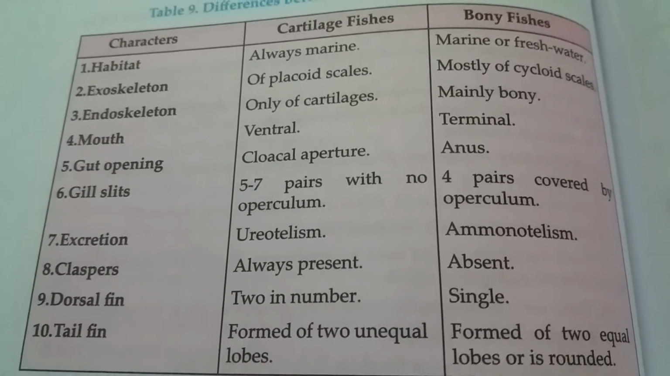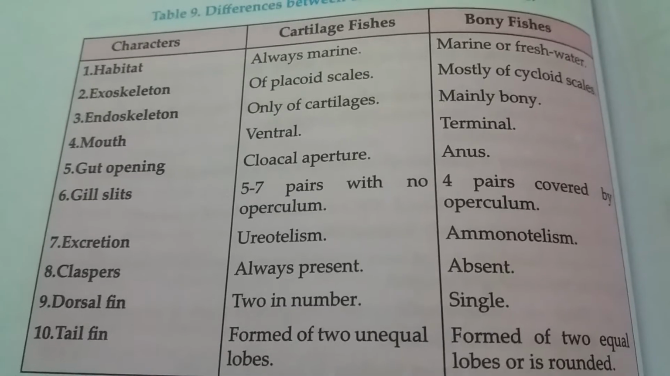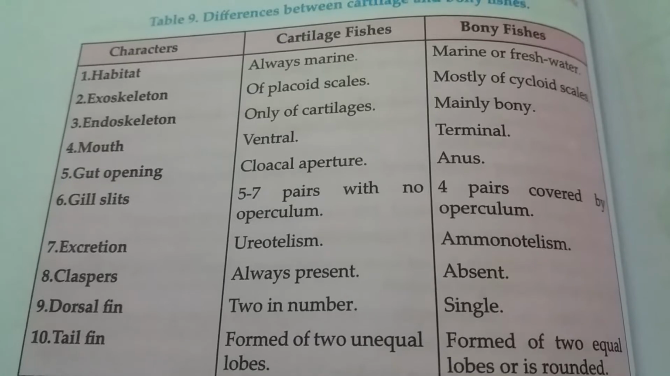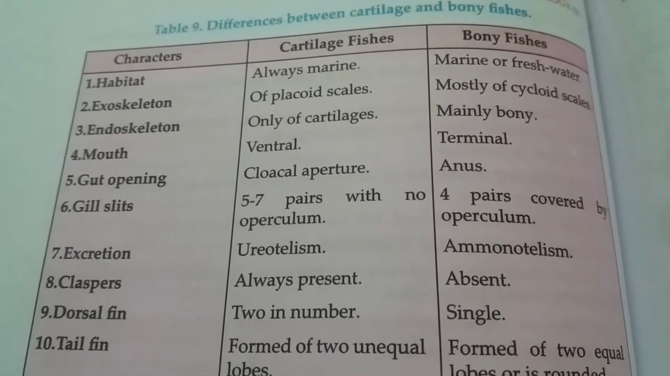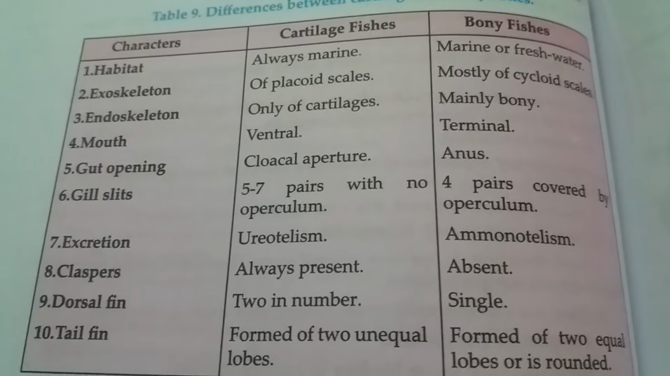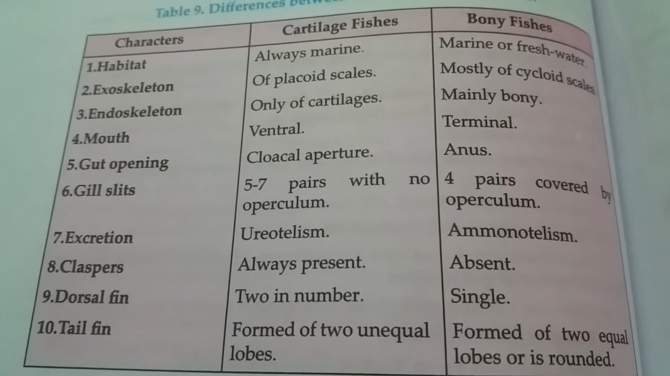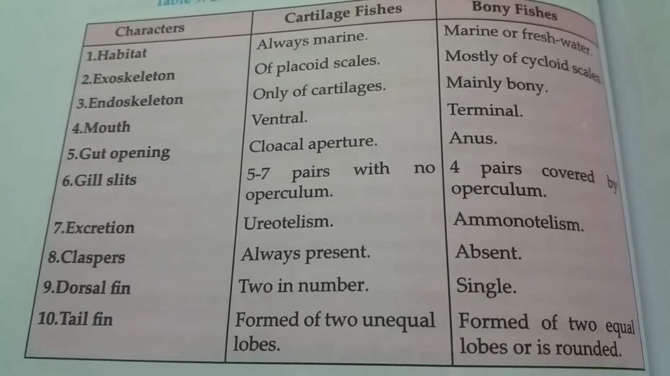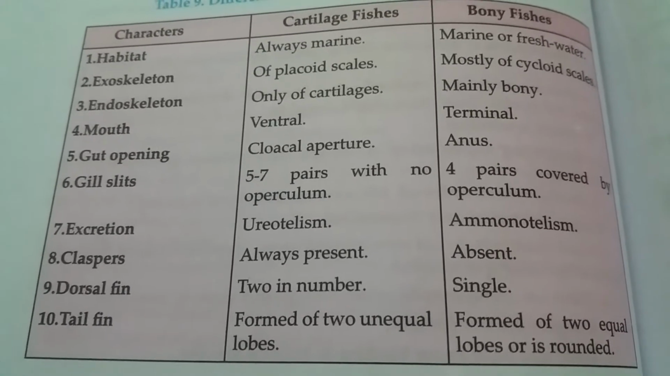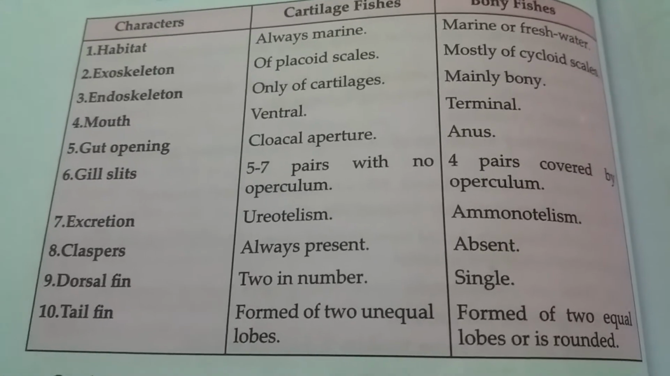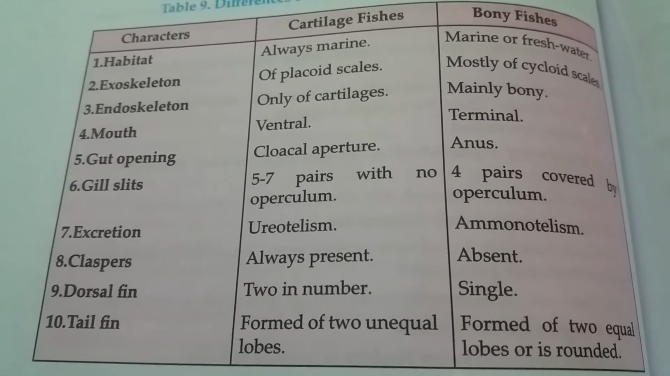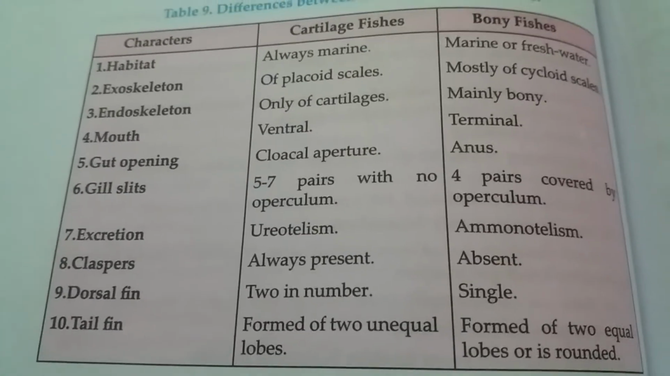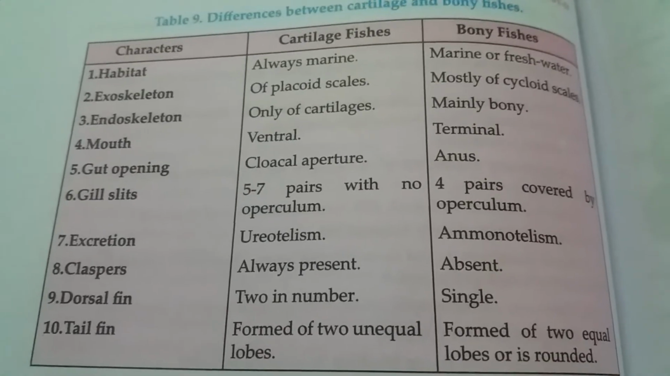Cartilaginous fishes are ureotelic, means they liberate urea during excretion, while bony fishes are ammonotelic, they release ammonia. Claspers are always present in cartilaginous fishes, while in bony fishes these are absent. In cartilaginous fishes dorsal fins are 2 in number, while in bony fishes there is only one dorsal fin. Tail fin is formed of two unequal lobes, or is rounded. These are the differences.